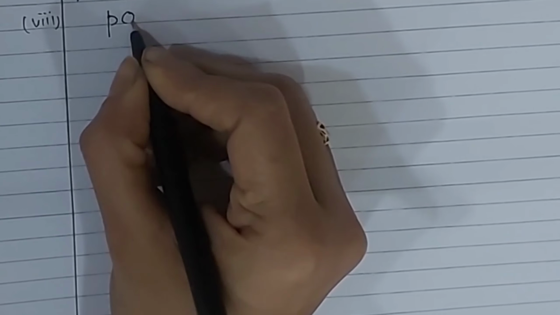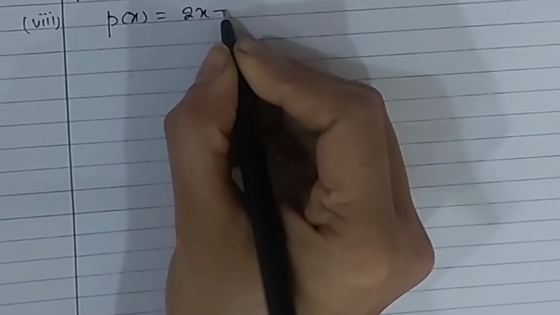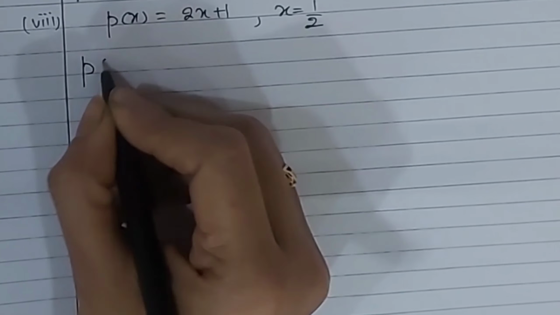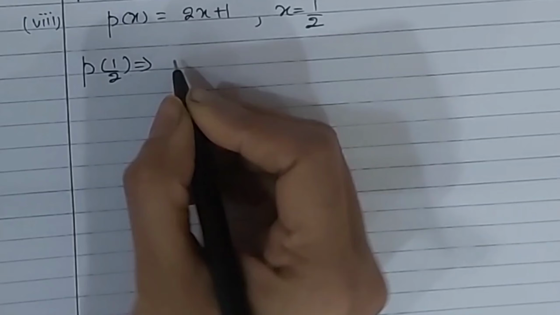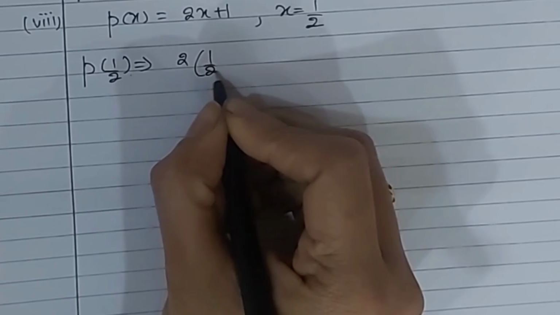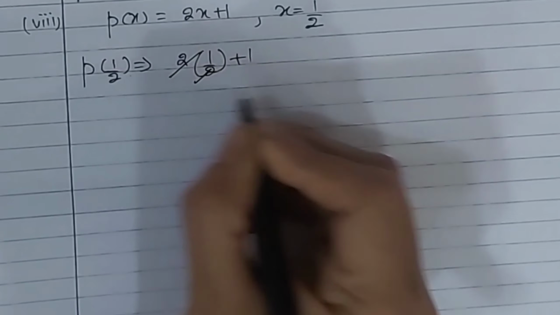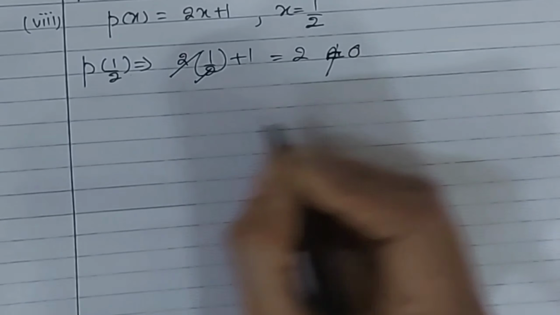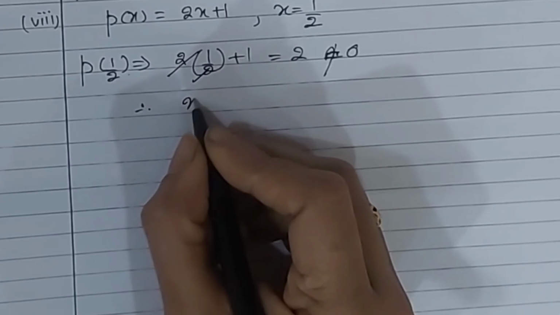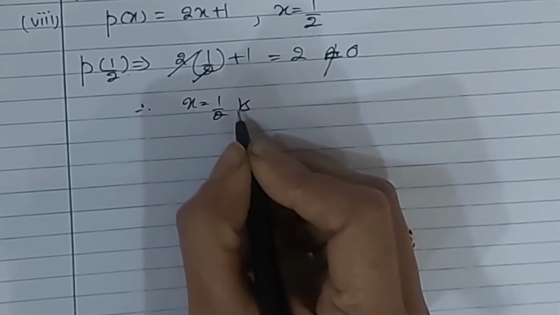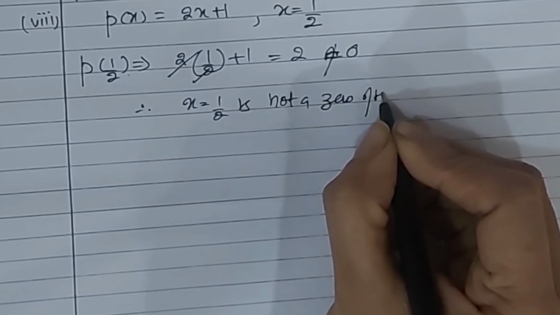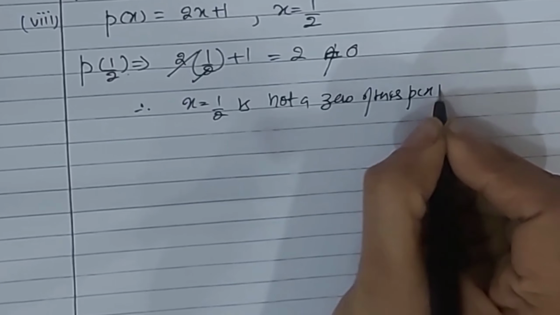Here P(x) is equal to 2x plus 1. We have to check for x is equal to 1 by 2. Again, we'll put the value of x as 1 by 2. We'll have 2 times 1 by 2 plus 1. We'll cancel. We have 2 as an answer, which is not equal to 0. Therefore, x is equal to 1 by 2 is not a 0 of this polynomial.